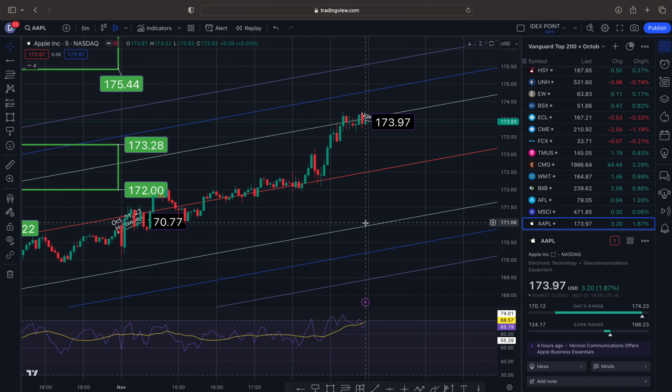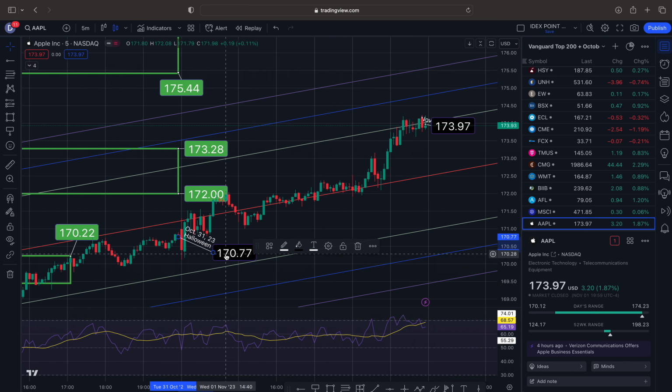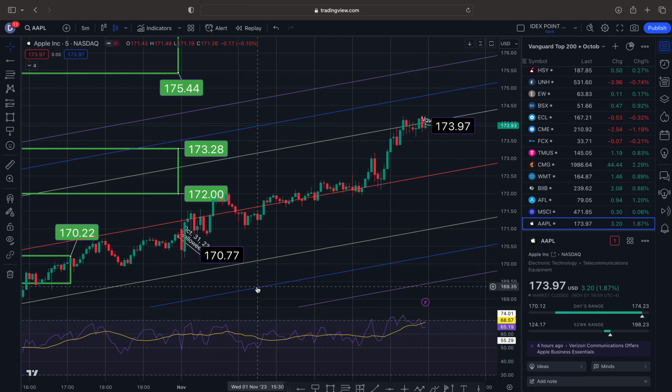172.51, 170.95, 170.19, and 169.41. Now, looking left, when I last talked about this on the 31st, we were here, bounced up to resistance and the middle of the trend.